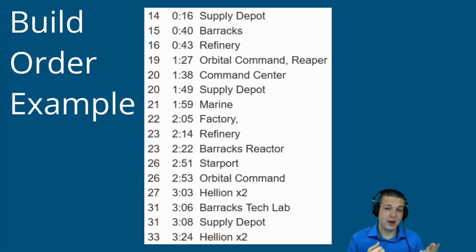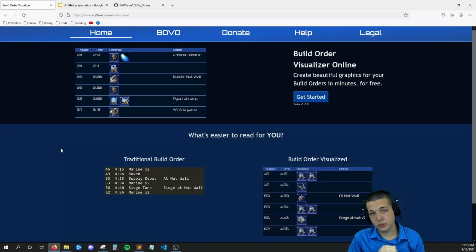So imagine you're being punched in the face, someone's trying to throw you over their shoulder, and you're supposed to read, okay, at 2 minutes and 14 seconds I need to build a refinery. That just doesn't work for me. So I went looking for a tool that would help visualize part of the builds, that way it was a little easier to read while being punched in the face by your opponent. The only issue is, I couldn't find a tool that did that. That's why I made Bovo.